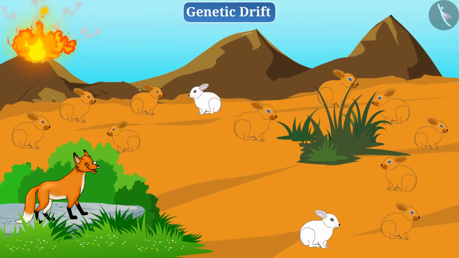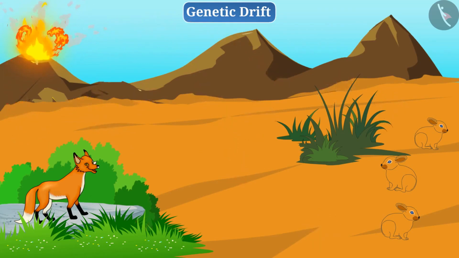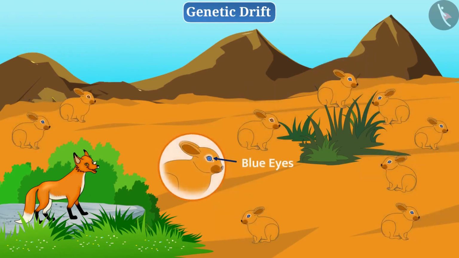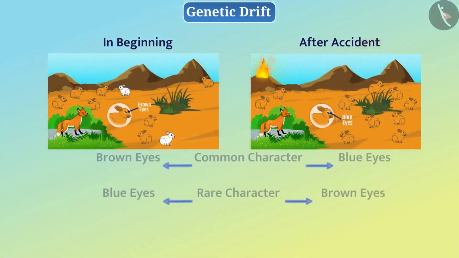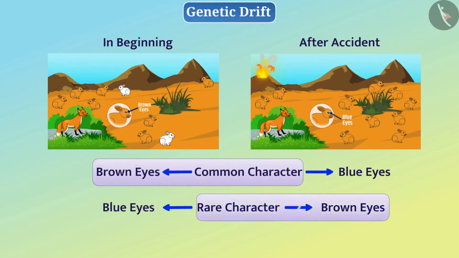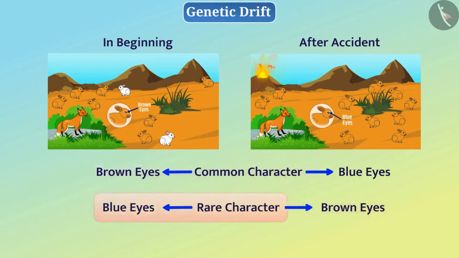One day, a lot of rabbits are killed due to volcanic eruptions on the hill. But incidentally, some blue-eyed rabbits survived. Now, their population grows, but now the majority of rabbits have blue eyes. In this way, due to a sudden accident in the rabbit population, the character of brown eyes, which was common in the earlier case, became rare, and the character of blue eyes, which was rare, is now normal.